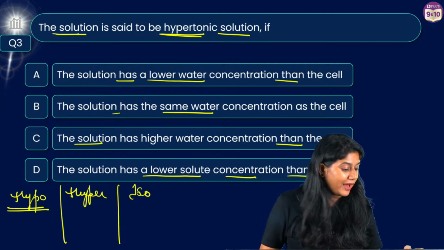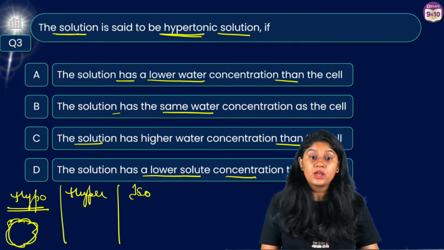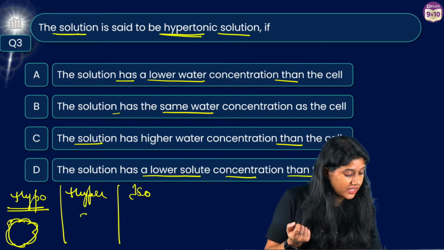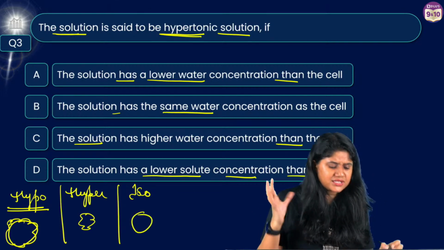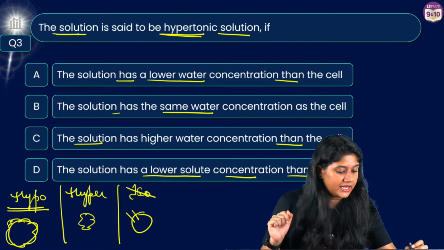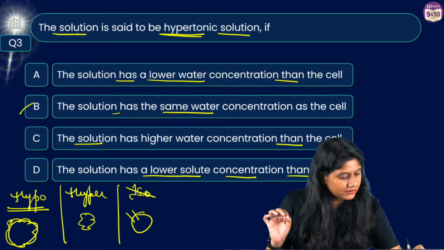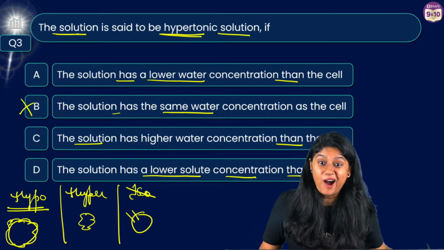In hypotonic, what happened? The cell swells up. We know that the cell swells up. What happened in the hypertonic? The cell shrinks. And what happens in the isotonic? It remains the same. The exchange is happening equally. So this is definitely not the case. So we can check out option number B. Yes. Now what are we left with?